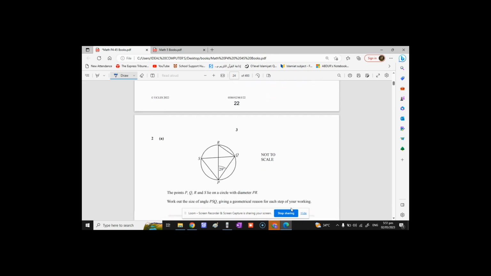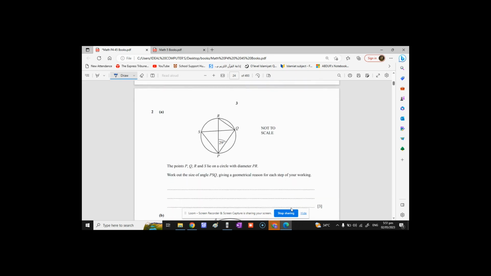Okay, next part. Question number 2. If you can see in this question, on a circumference we have P, Q, R, and S, and the diameter is PR. So if you can see, this is a diameter, and we know that the diameter makes 90 degrees at the circumference. So it means the angle at Q is 90 degrees. So what I will do is write here 90 degrees, because this diameter makes an angle of 90 degrees.